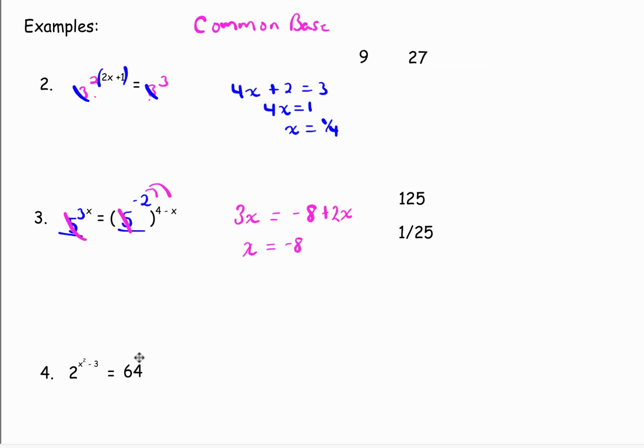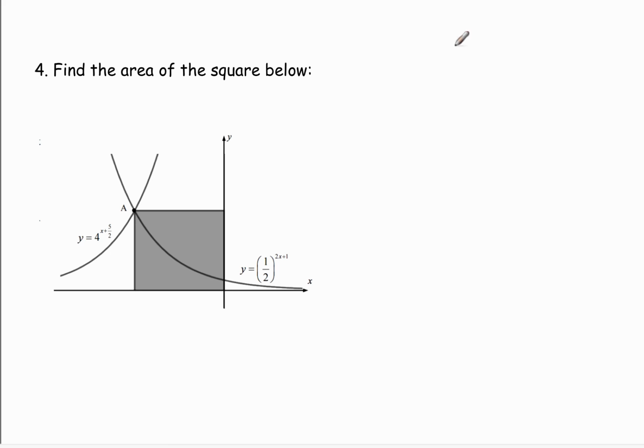Not hard. All right, so what's my common base going to be with a 2 and a 64? That's right. You have to think 2 is the common base because 64 is 2 to the 6th power. So I can replace that 64 with 2 to the 6th power. I now have a common base of 2. Cross it off. X squared minus 3 equals 6. Well, this isn't that hard. X squared equals 9. So here there are two answers. X can be plus or minus 3. Because remember, when you have something raised to the second power, it often means there are two answers.